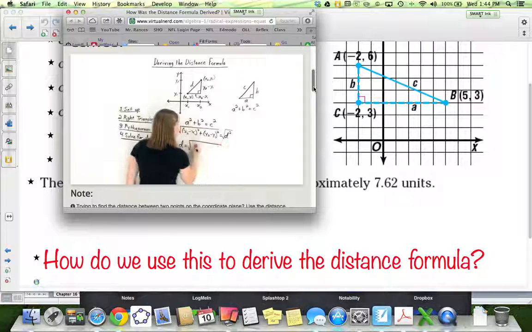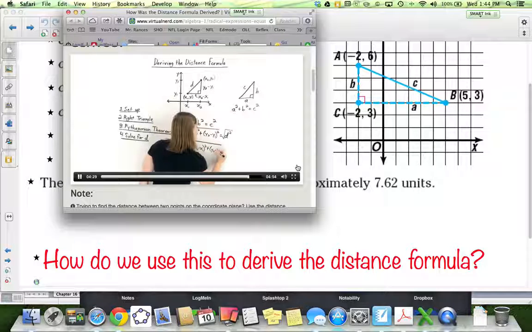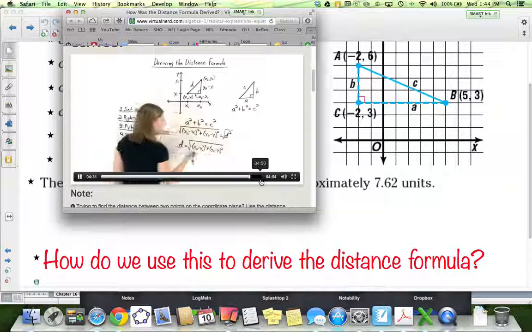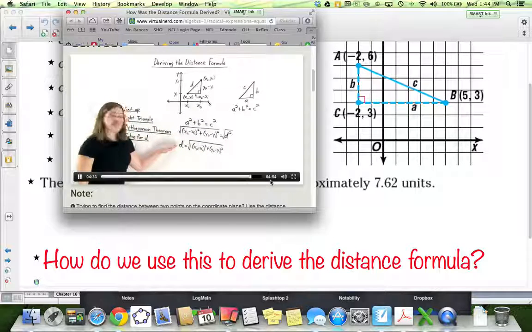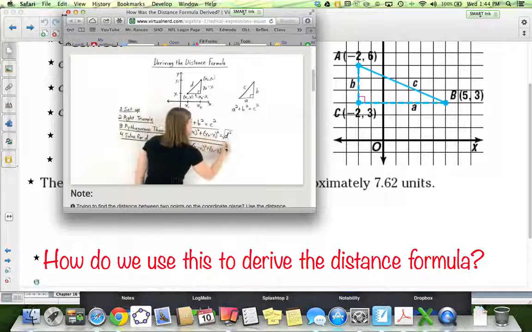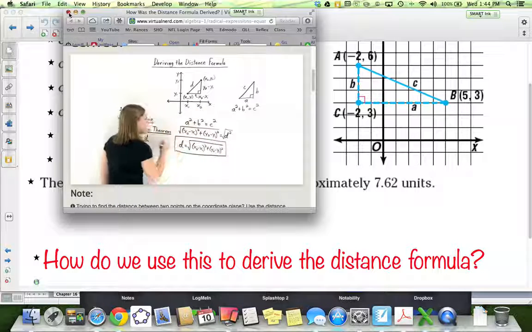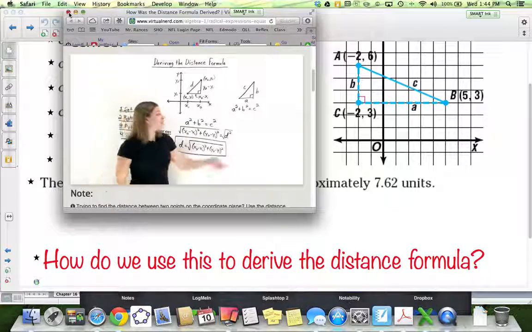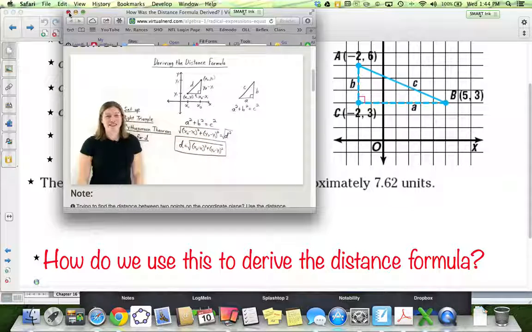The square root of x sub 2 minus x sub 1 squared plus y sub 2 minus y sub 1 squared. And look, this is the distance formula. We have just derived the distance formula. Here, we were able to use our knowledge of right triangles and the Pythagorean theorem to derive the distance formula.